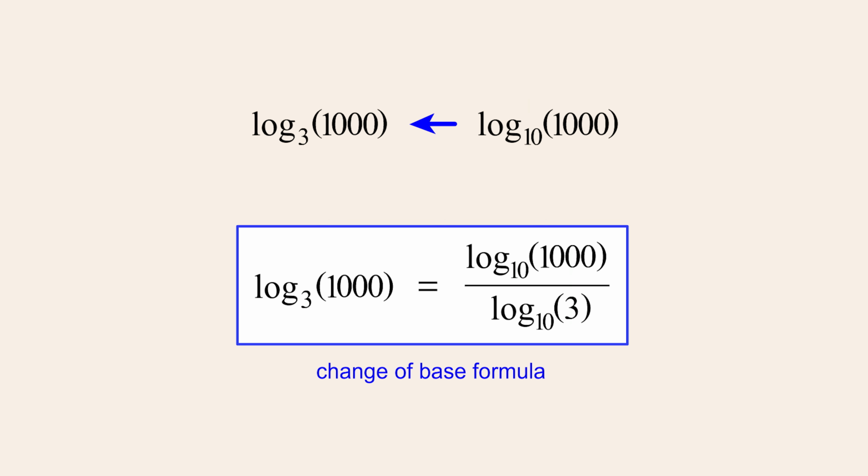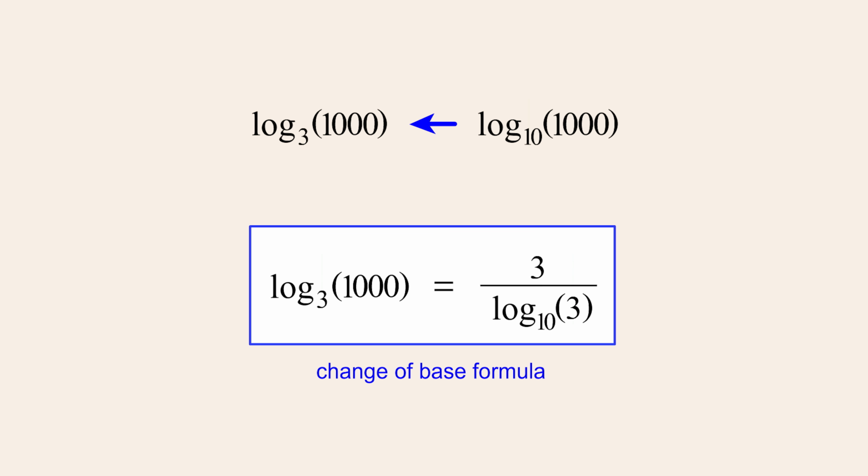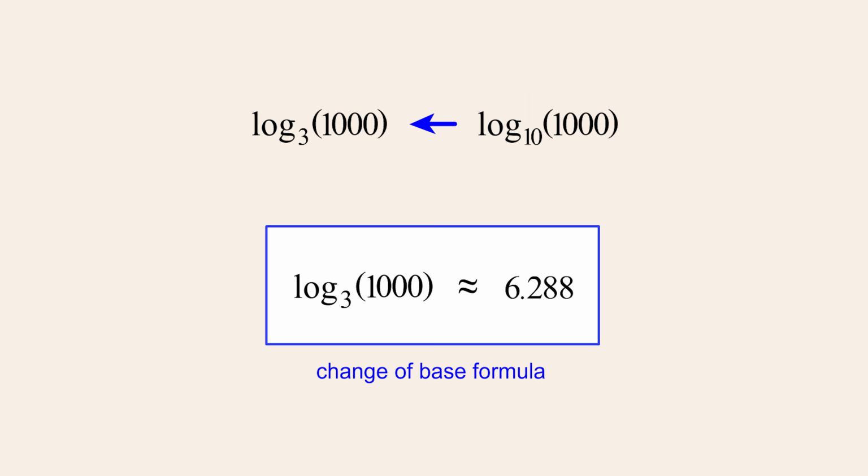We know that the base 10 log of 1000 is 3, and most calculators with the log function can tell us that the base 10 log of 3 is approximately 0.4771. 3 divided by 0.4771 is approximately 6.288. So using the change of base formula, we have converted the base 10 log of 1000, which is 3, to the base 3 log of 1000, which is approximately 6.288.